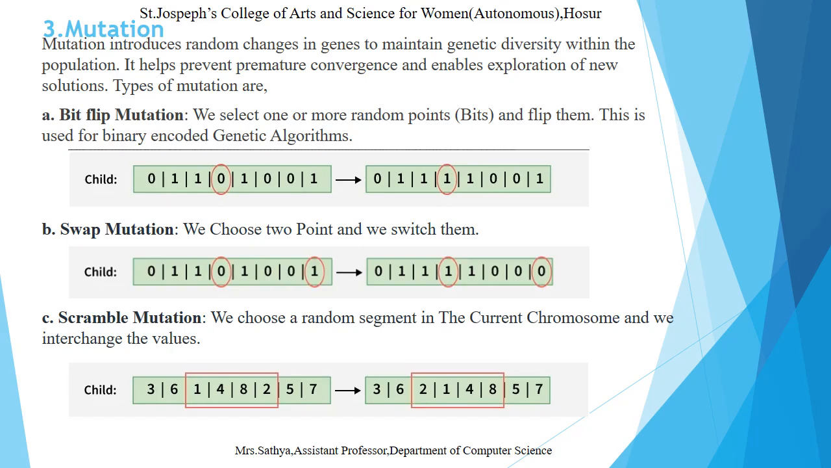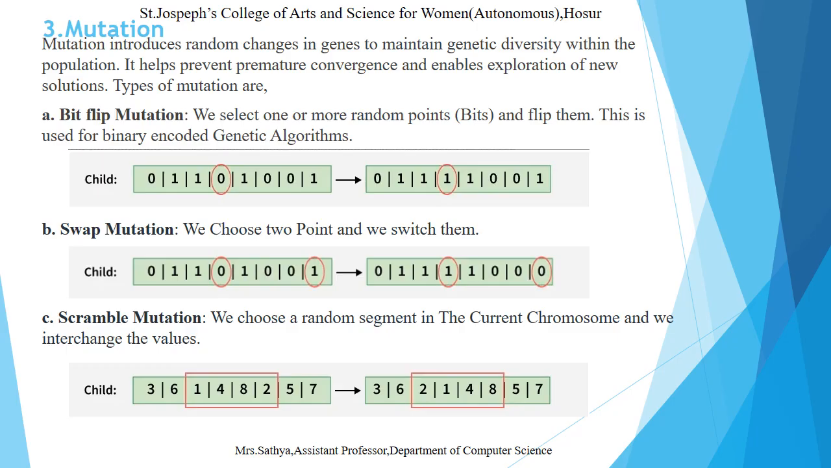Okay, so the next one is mutation. This is the third component of the genetic algorithm. Mutation introduces small random changes in the genes. Why is mutation important? Because without mutation the population may become too similar, and the algorithm may get stuck in a local optimum.